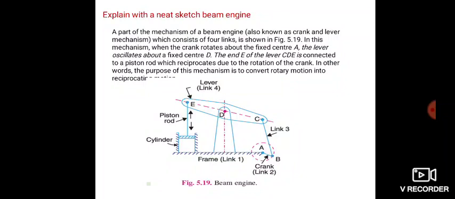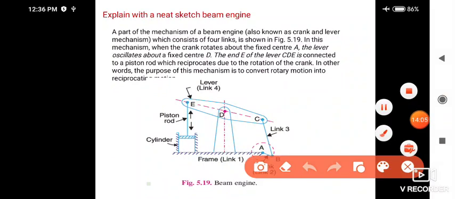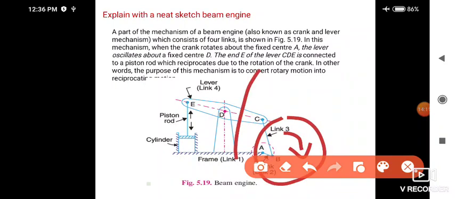It consists of 4 links. It is shown in figure 5.19 in the mechanism. When the crank rotates about the fixed center A, the lever oscillates. Oscillation will be taking place about the fixed center D. The end A of the lever CDE is connected to the piston rod, which reciprocates due to the rotation of the crank. In other words, the purpose of the mechanism is to convert rotary motion into oscillatory motion. So here the crank's rotary motion is converted into this oscillatory motion.